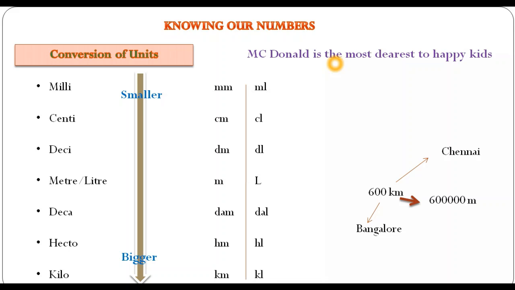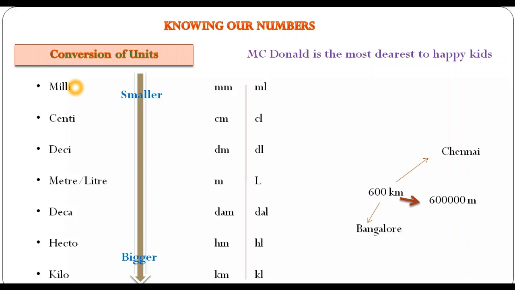That's because if you remember the order, so we know that the smaller unit is at this end. So milli is the smallest unit and kilo is the biggest unit. So this is basically arranged in an order. So milli is the smallest, next is centi. So centi is smaller than deci, deci is smaller than meter, meter is smaller than deca, deca is smaller than hecto, and hecto is smaller than kilo. So basically kilo is the biggest of all of these and milli is the smallest of all of these. So since it is arranged in an increasing order, it is important to remember the order.